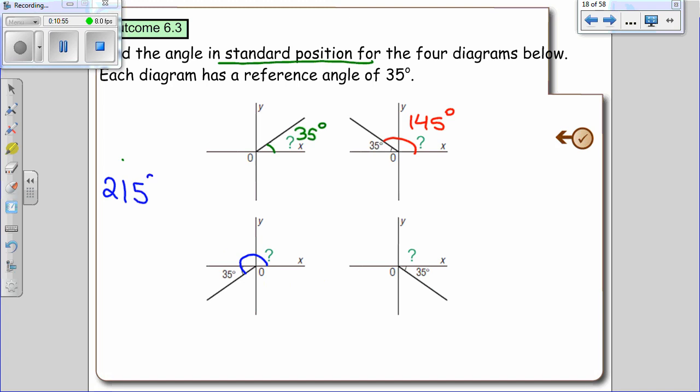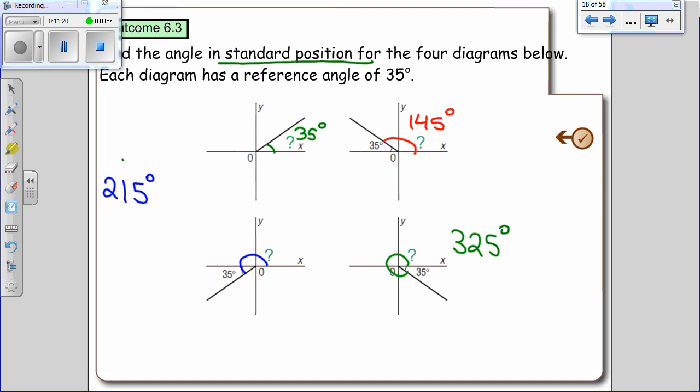The last one, right here, all the way around to there. That would be 360 minus 35, which would be 325. How are we feeling? Decent? Good. Let's knock out the basics and we'll be set.